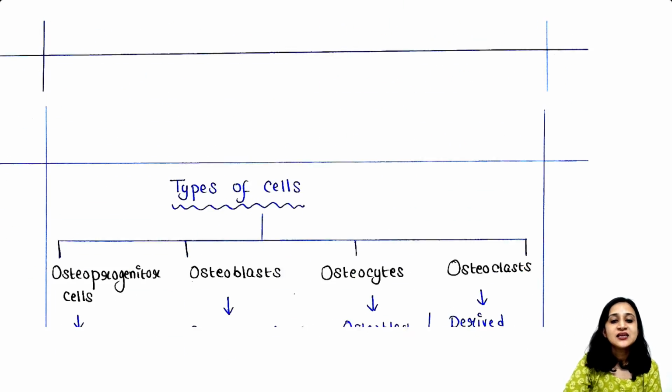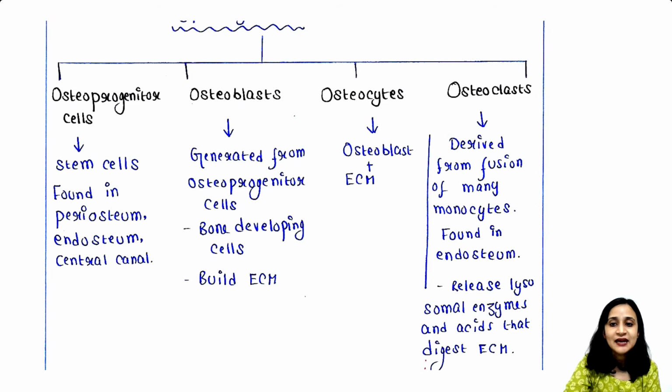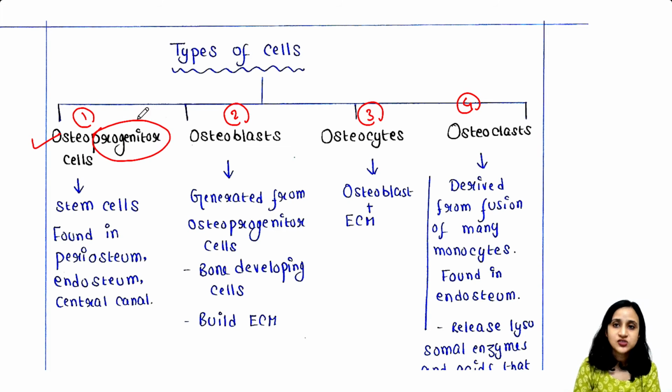Okay, and next is the types of bone cells you will get. So there are mainly 4 types of cells you will get in the bone tissue. First is the osteoprogenitor cells, then osteoblasts, then osteocytes, and then osteoclasts. So these are 4 types of cells. First is the osteoprogenitor cells. Osteoprogenitor, from the name itself, progenitor, you can understand that osteoprogenitor cells are stem cells.